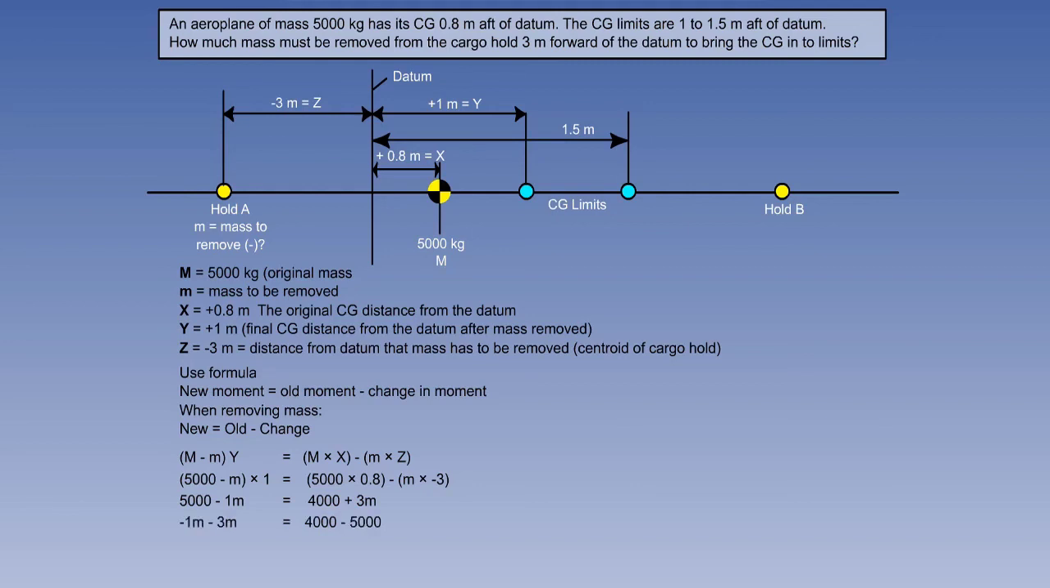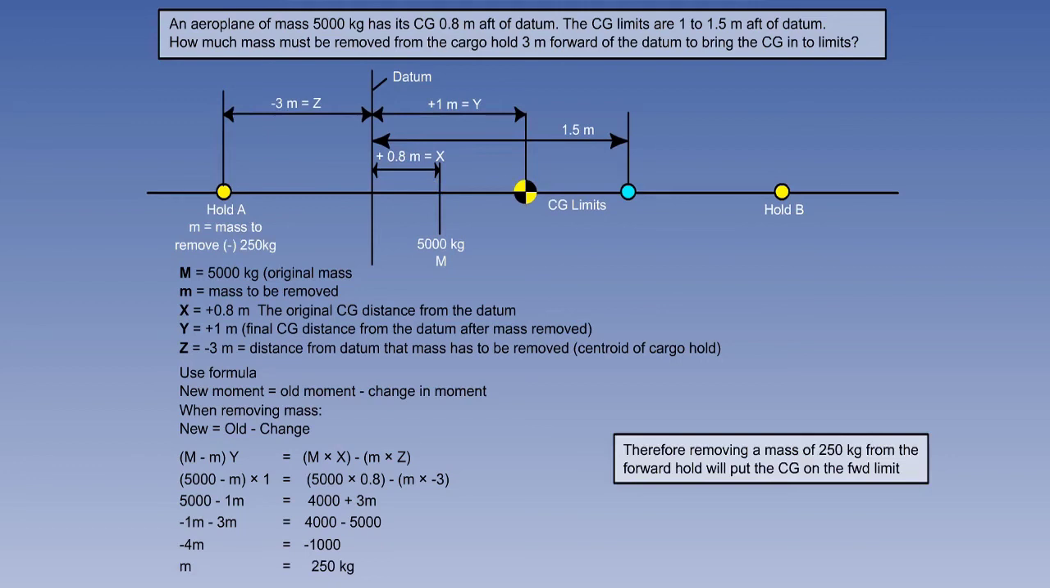Rearranging gives minus 1 little m and minus 3 little m on the left side and the whole numbers on the right-hand side, 4,000 minus 5,000. Resolving little m and whole numbers results in minus 4 little m equal to minus 1,000. Solving for the value of little m by dividing minus 1,000 by minus 4 gives 250 kilograms, being the amount of mass required to be removed from the forward hold to bring the centre of gravity onto the forward limit, 1 metre from datum.